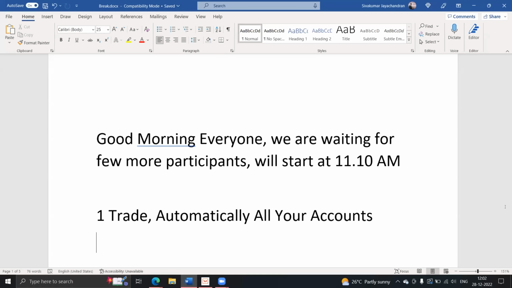It will automatically do the same sequence everywhere. And the good thing is, if you're placing 10 lots here and you wanted to place only 2 lots in the other accounts, it will do it. It will not look for the 10 lot quantity. It will say, Shiva, in your primary account, I bought 10. In your secondary and tertiary account, I would have bought only 2 lots. You can set the limit, however much quantity you wanted to buy and sell.